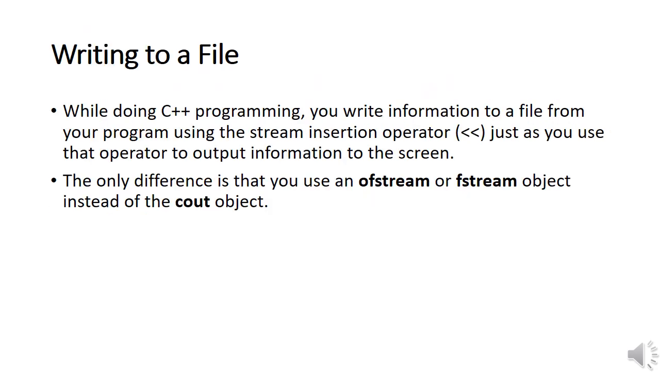Next, we will discuss how to perform write operation to a file. If you want to write some information to a file from your program, you can use the stream insertion operator, double less than (<<), as we are using it with cout to output information to the screen. The only difference is that you have to use an ofstream or fstream object instead of the cout object.